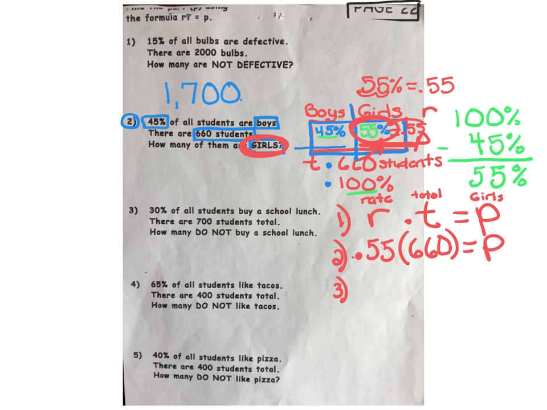Grab your calculator and punch in 0.55 times 660. Pause the video if you need a little extra time. You should have gotten 363 girls. Out of 660 students, 363 of them are girls. They make up that part of the bar.